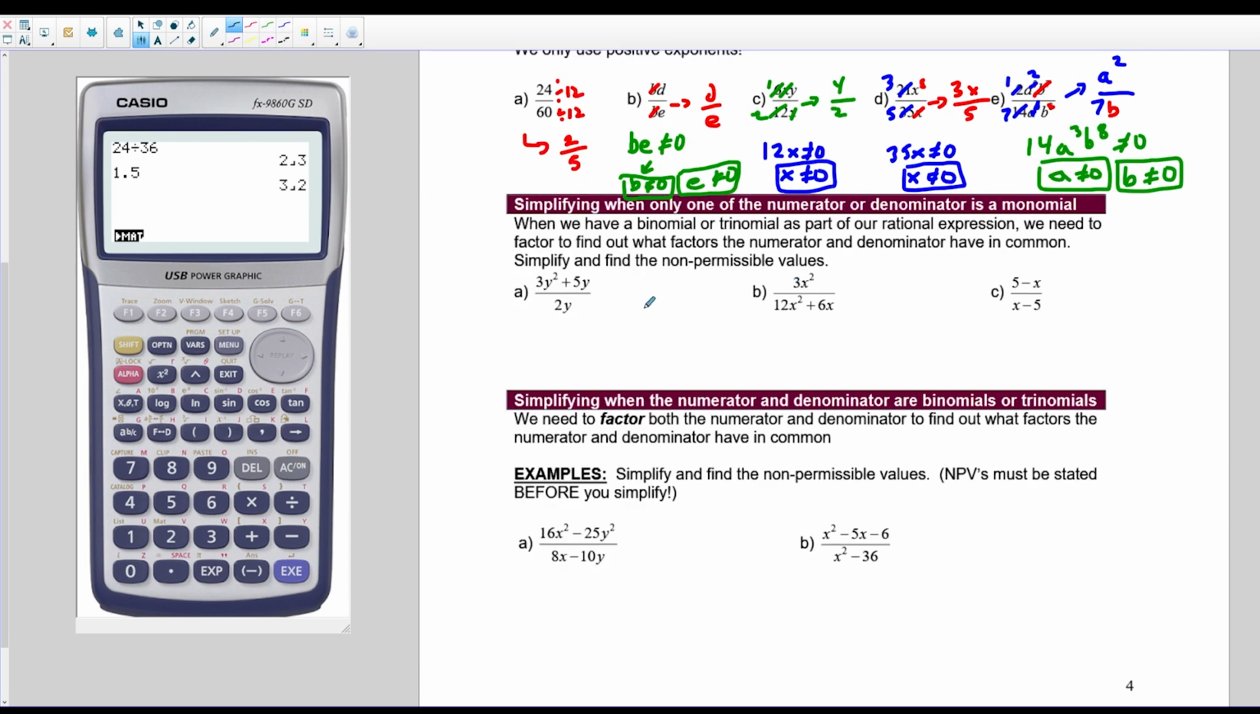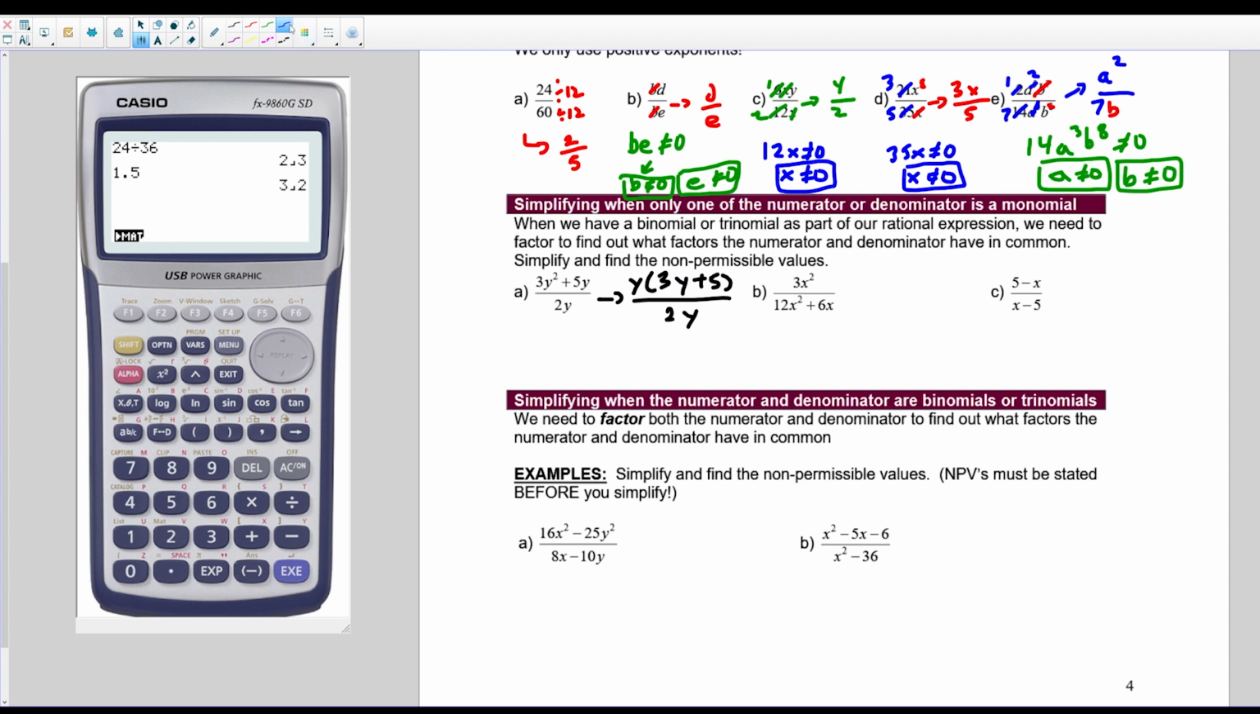So now when we're looking at examples where you have a binomial or trinomial as part of your expression, we need to be able to factor out some common factors and be able to get rid of them. Now, before we can get rid of them, we also need to make sure we take those NPVs first. So looking at this first example, we can see that we can factor out a y from both terms on the top. So we've got y, and then 3y plus 5 is what we're left with up top. And then we have a 2y left on the bottom.